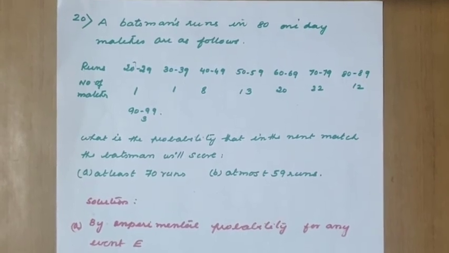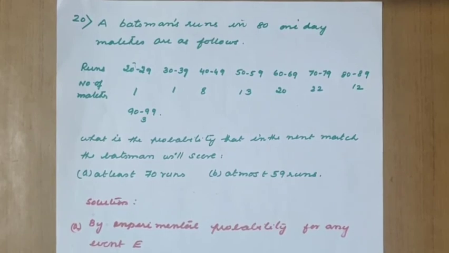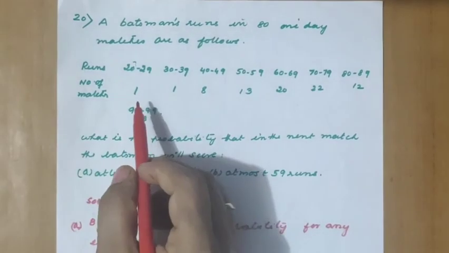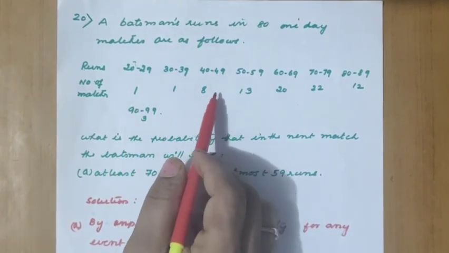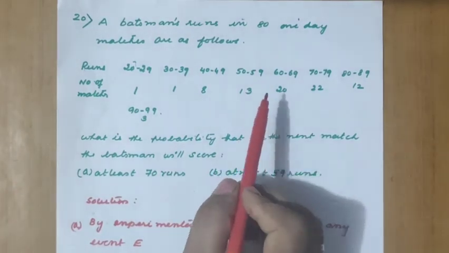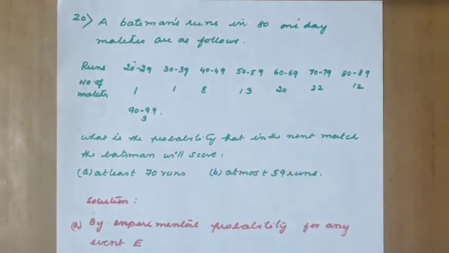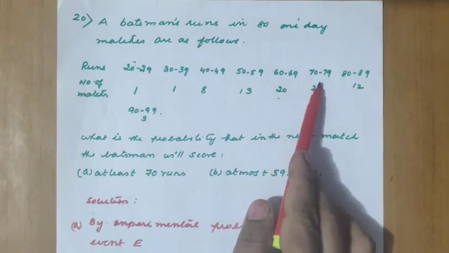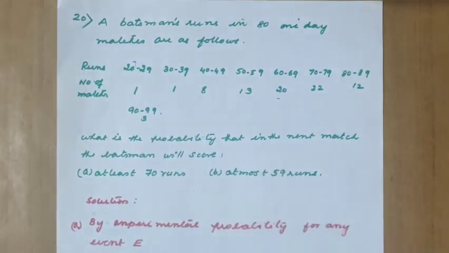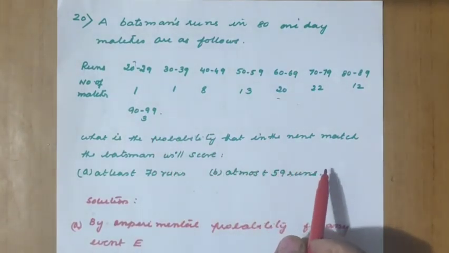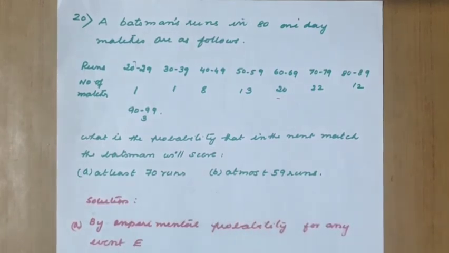20th question. A batsman's score in 80 one-day matches are given below. Runs and number of matches. 20 to 29 he scored one time only. 30 to 39 again one time. 40 to 49 runs he scored in 8 matches. 50 to 59 he scored 13. Next 60 to 69, 20 matches. 70 to 79, 22. 80 to 89, 12 and 90 to 99, 3 matches. What is the probability that in the next match the batsman will score at least 70 runs? That is the first question, and at most 59 runs is the second question.